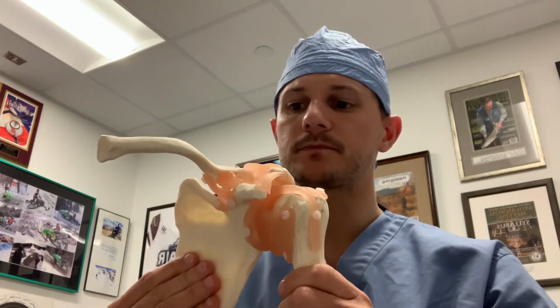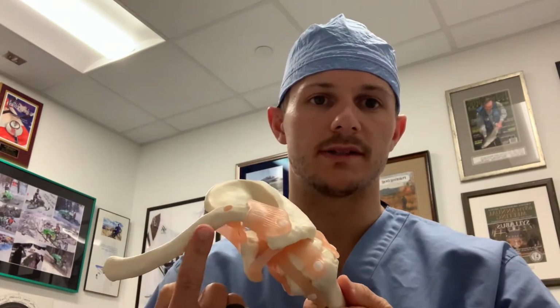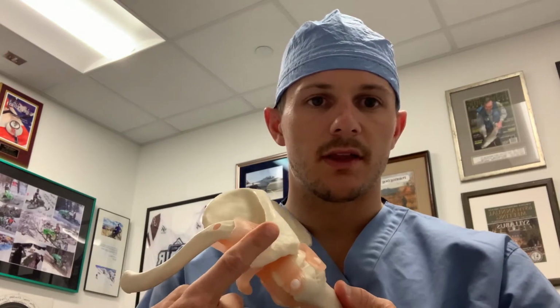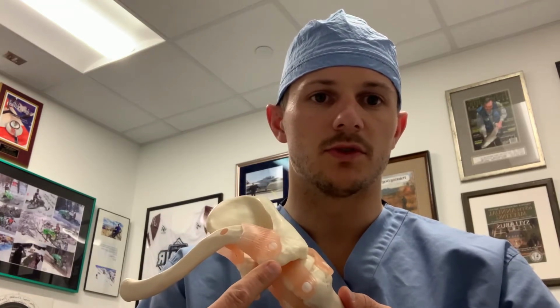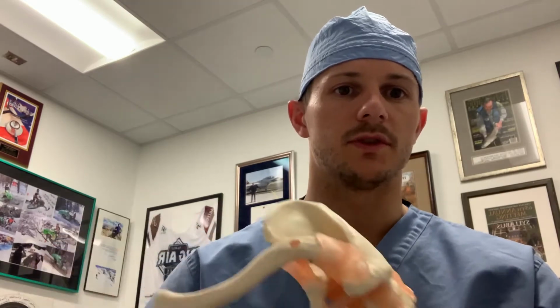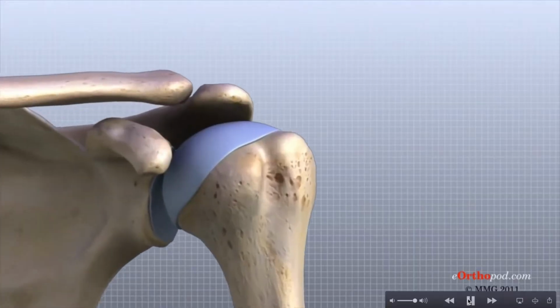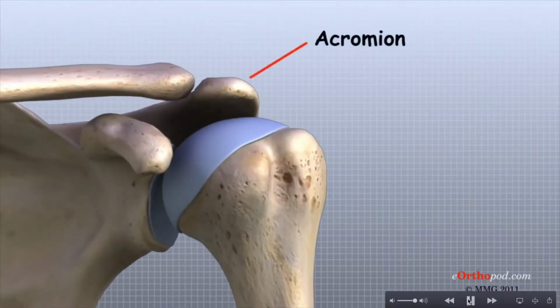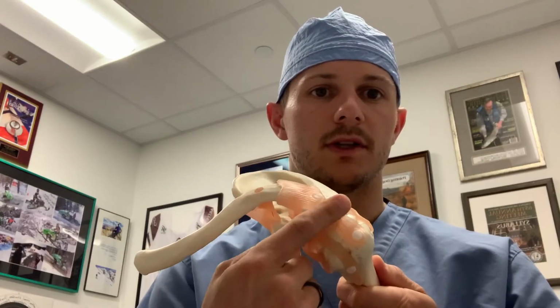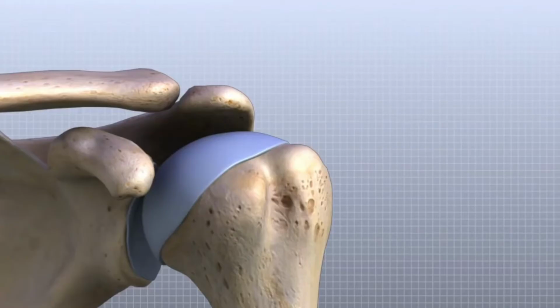function properly. So then the other joint of the shoulder is the AC joint, which is the acromion, which is the edge of the shoulder blade. You can feel it on the outside of your shoulder. So that's the acromion. And then the clavicle, so the acromioclavicular joint.